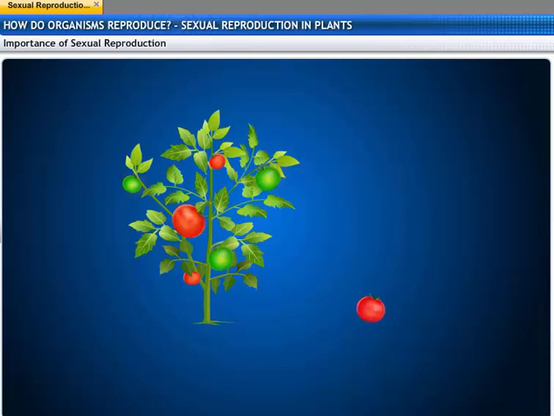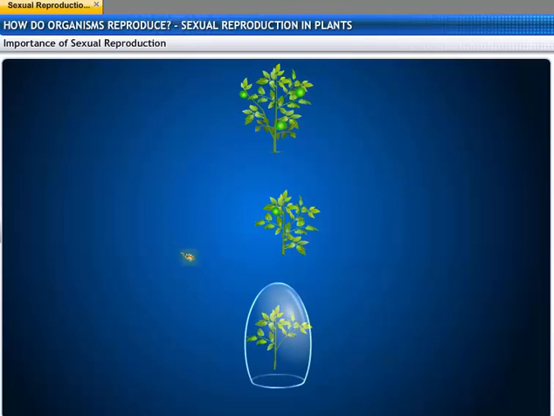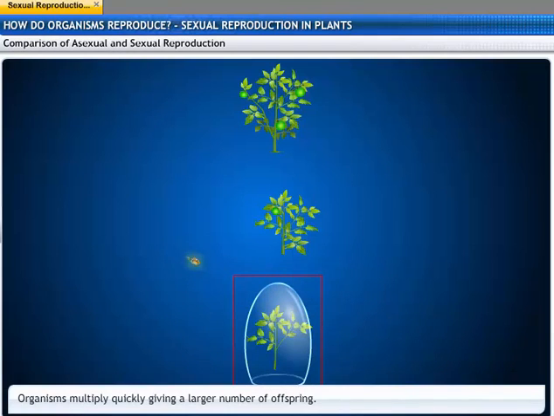Offsprings produced through sexual reproduction may be less susceptible to certain diseases. For example, tomatoes may gain resistance to bacterial diseases over generations through sexual reproduction. Did that sound complicated? Let me explain further.